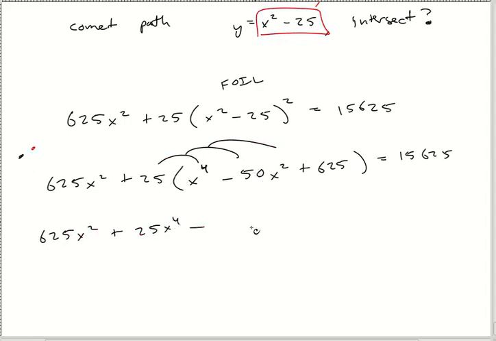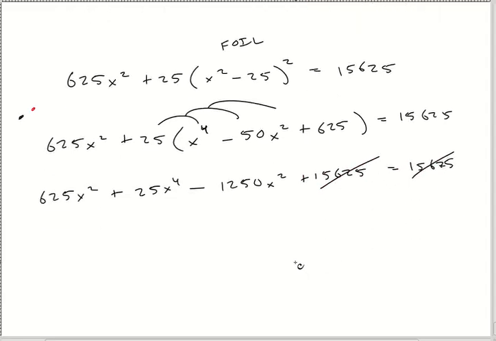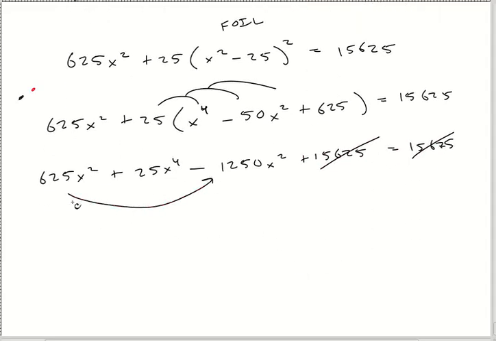25 times 50 is 1250, and then 25 times the 625 is actually 15,625, which is really nice because these guys cancel. And these guys combine to make 25x to the fourth minus 625x squared is equal to 0. Let me verify, because that was a lot.